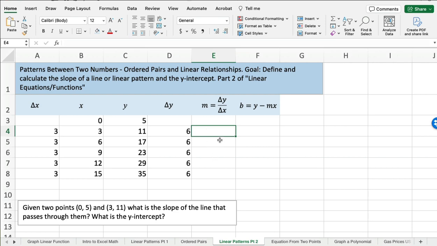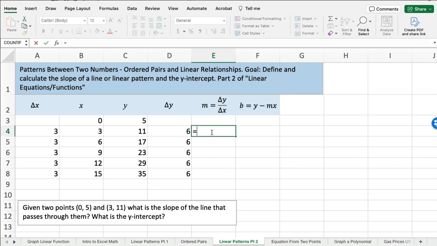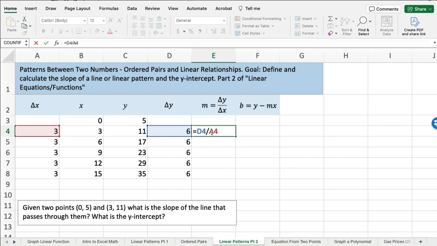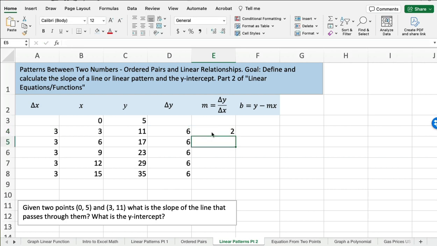Okay, let's start with the slope. In column E, in cell E4, I'm going to type an equal sign. Where's my delta y? My delta y is in column D, in D4, so I'm going to type that. Then I'm going to divide, which is our slash, by the delta x, which is in column A, that's A4. So delta y was in column D, delta x was in column A, and we need to divide in that order.